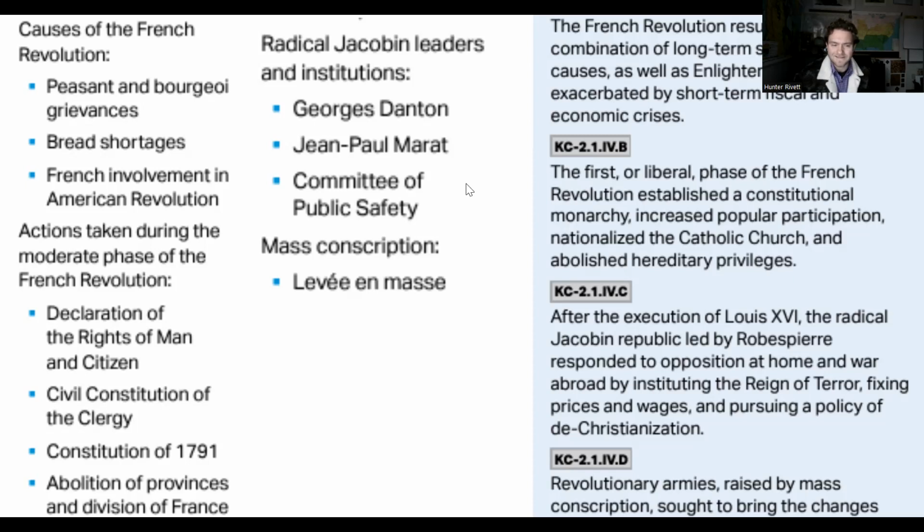During the more moderate and beginning phases of the French Revolution, you had the Declaration of Rights of Man and Citizen. We'll look at that. Civil Constitution of the Clergy, Constitution of 1791, and the August Decrees, which abolished feudalistic hereditary privileges. They got rid of the province system and installed departments, right? The département. It's a federalist system where France is divided not into its old feudalistic provinces, but new departments that do a lot of the governing themselves. We'll look at some of the more radical side, some of its leaders like Maximilien Robespierre, Georges Danton, Jean-Paul Marat, and their Committee of Public Safety. And specifically France's draft, mass conscription, the Levée en masse.